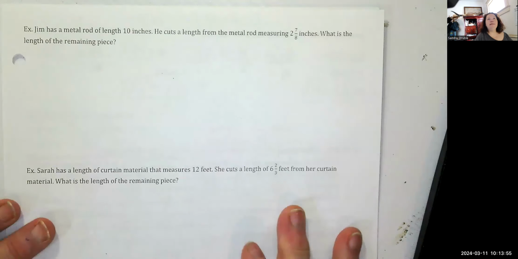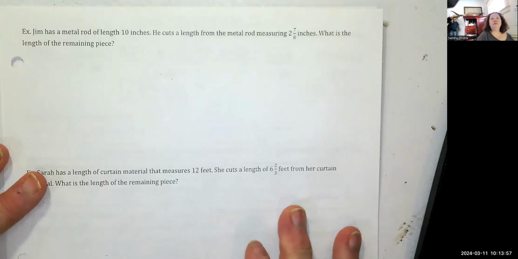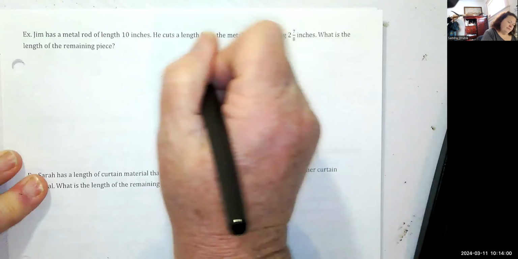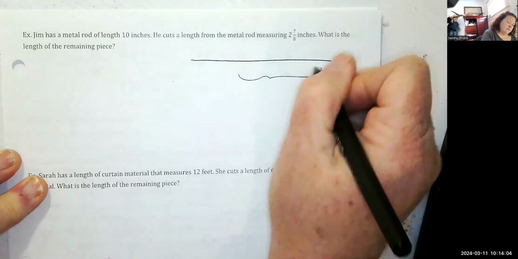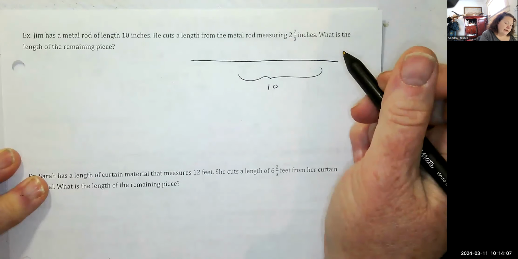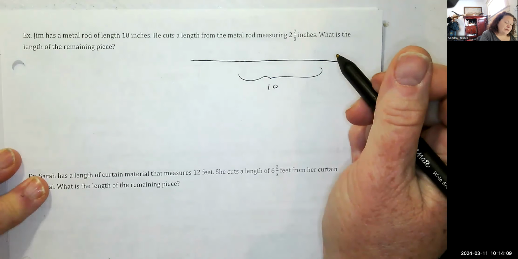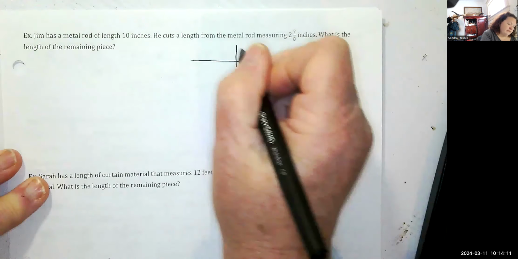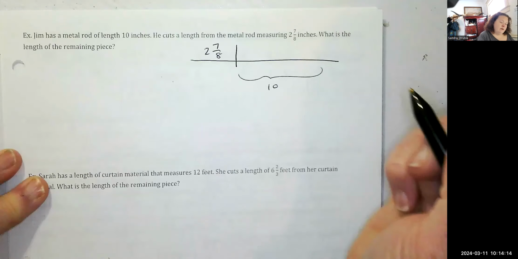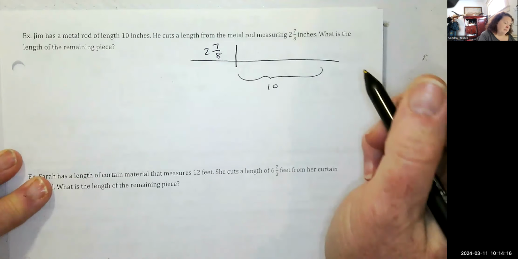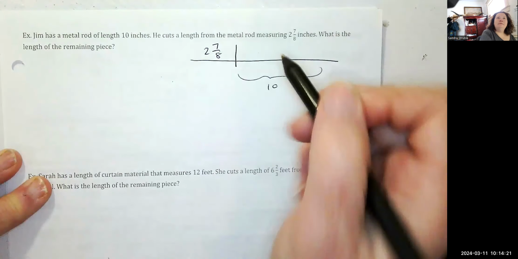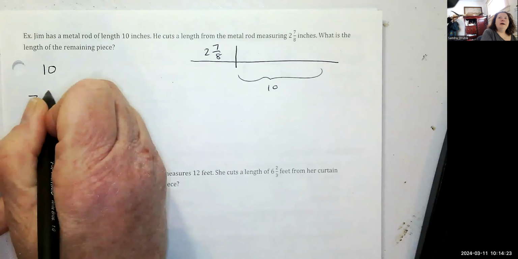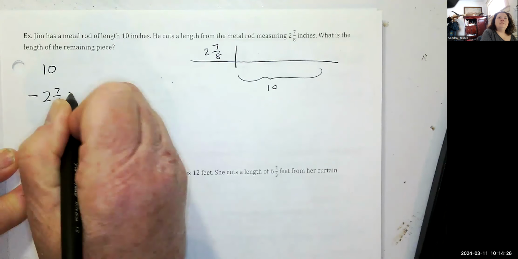Word problem for the last two. Jim has a metal rod of length 10 inches. Need to do at least a picture here. He has a metal rod that's 10 inches. He cuts the length from the metal rod measuring 2 7/8 inches. What is the length of the remaining piece? Well, he's subtracting 2 7/8 from 10. So 10 minus 2 7/8.